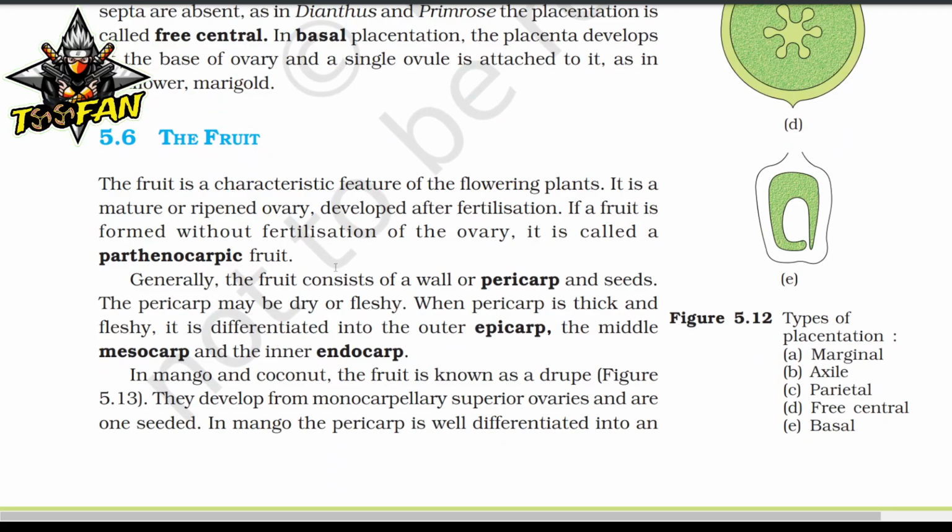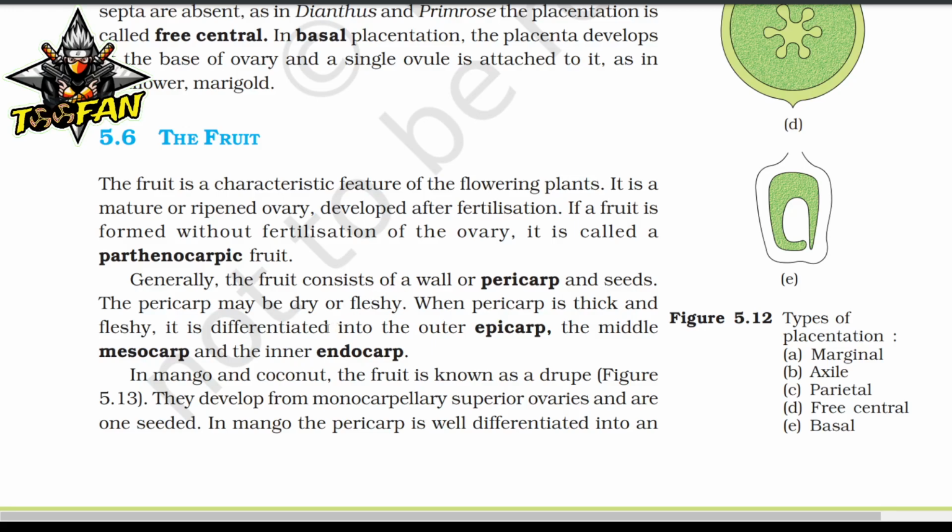Fruit is a characteristic feature of the flowering plant. It is a mature or ripened ovary developed after fertilization. If a fruit is formed without fertilization of the ovary, it is called parthenocarpic fruit. Generally, the fruit consists of a wall or pericarp and seed.